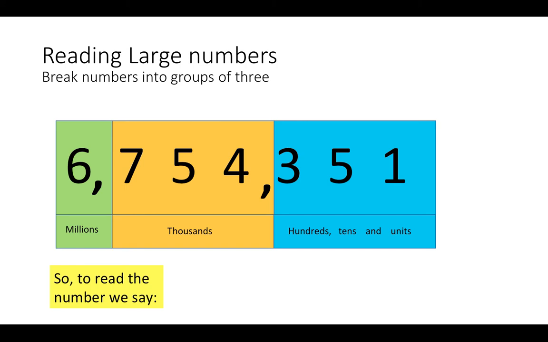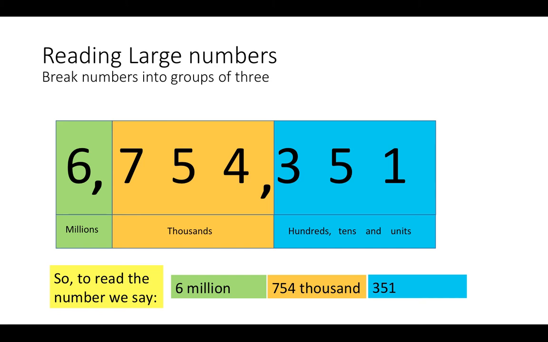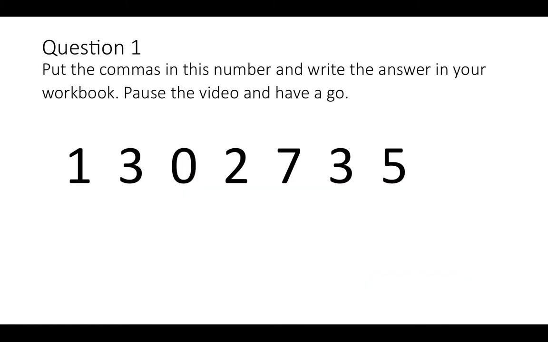To read the number, we say 6,754,351. Put the commas in this number and write the answer in your workbook. Pause the video and have a go.